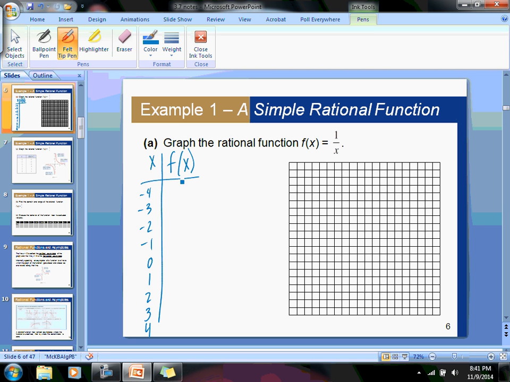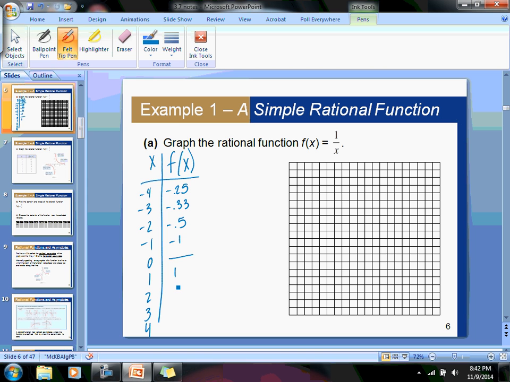At -4, we get a decimal, and then we get another decimal for -3. At -2, we get a little bit bigger. At -1, we get -1. But at 0, our function is undefined. You can't divide 1 by 0. And that's important. That's a special feature of the graph that we'll talk about in a moment.